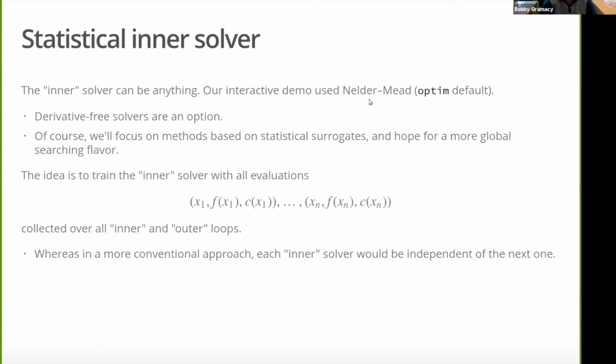So the idea here is to take all the data. As the algorithm is running, I'm choosing inputs to run, and I'm getting evaluations of F and evaluations of C. And I'm forming a data set. I can collect that over all the evaluations. If I'm doing an augmented Lagrangian, every time I evaluate it in one of the inner loops, over all of the outer loop iterations, I'm gathering data.